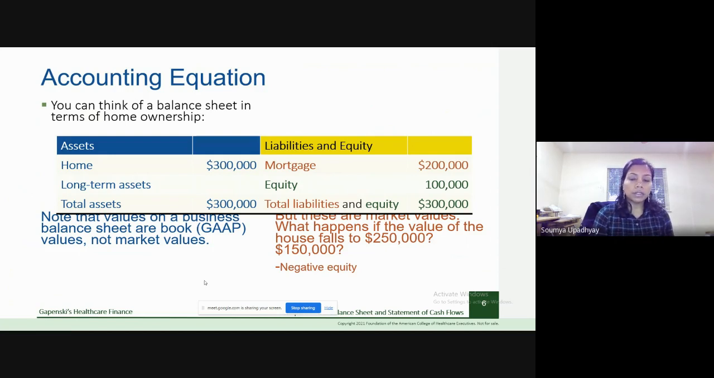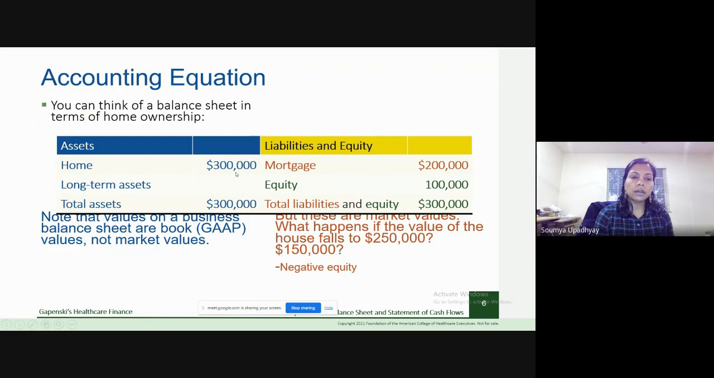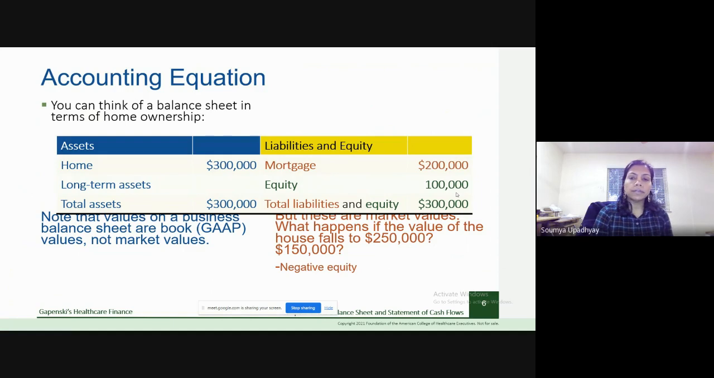But these are market values. So what happens if the value of the house falls to 250,000? Let's say this value is 250,000, not 300,000. How much will your equity be? Are you seeing the slide? Yes, we can see it. Okay, so 250,000 home value, that's your asset. And your mortgage is still 200,000, right? You still have a loan of 200,000. How much would your equity be? 50,000? Correct. It will be 50,000.